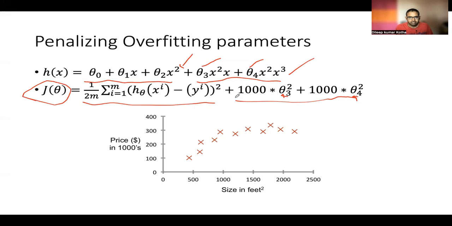In that way, reducing theta3 and theta4 here will also cause theta3 and theta4 to get reduced in the hypothesis as well. And that will cause our hypothesis function to be nearly a quadratic equation. So once we plot it, it won't be exactly like a quadratic equation curve, but it will be nearly equal, and that fits our data well.